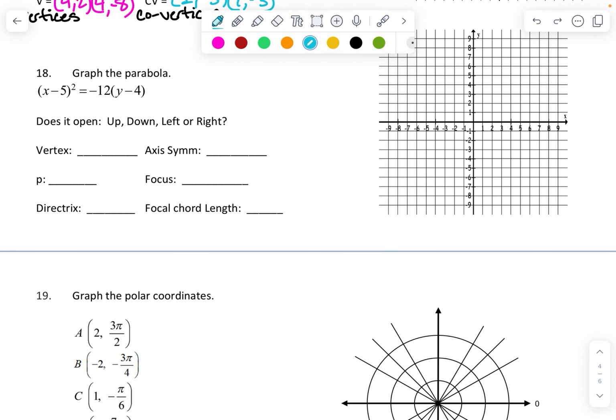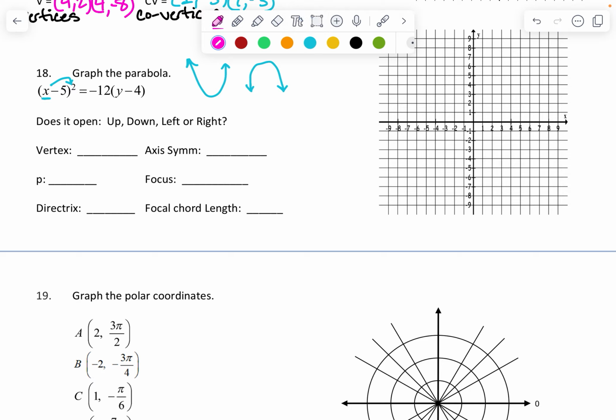Question 18 says to graph the parabola. There's a lot of information hidden in here as well. First, we've got the x as the thing that's being squared. So that lets me know that this is an upright parabola, so it's going to look like one of these. By that I mean it's not on its side. It's going to be one of these two. It's either going to open up or open down.